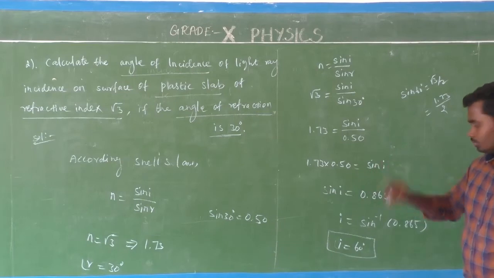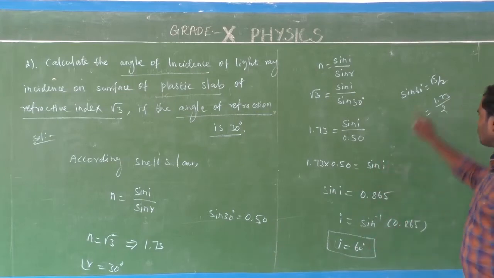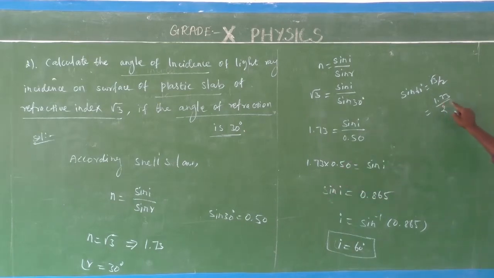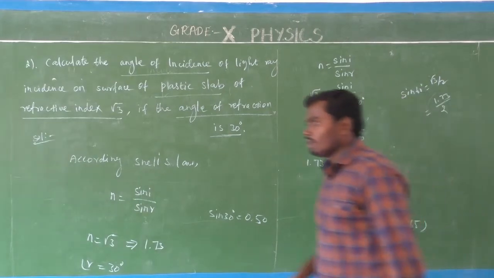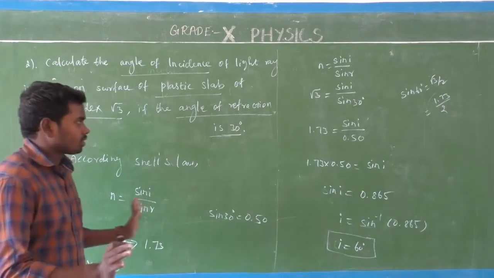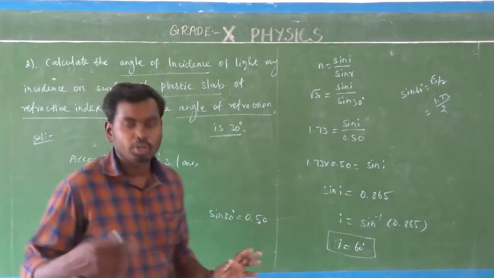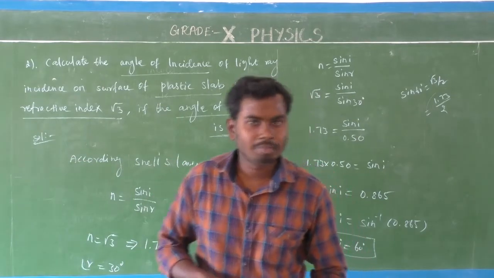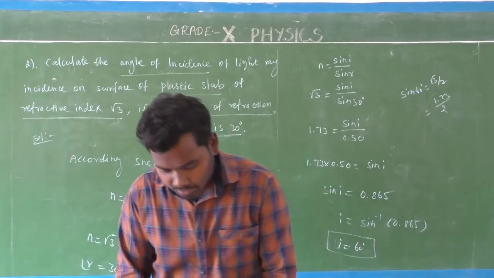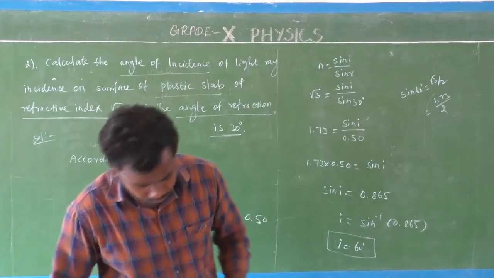So root 3 divided by 2. Already we know the root 3 value is 1.73. Further dividing, we can get this value, 0.865. That is equal to 60 degree angle. Isn't it? Yes, sir. So this is the second type of numerical, based on Snell's law. Next we will see the third numerical.